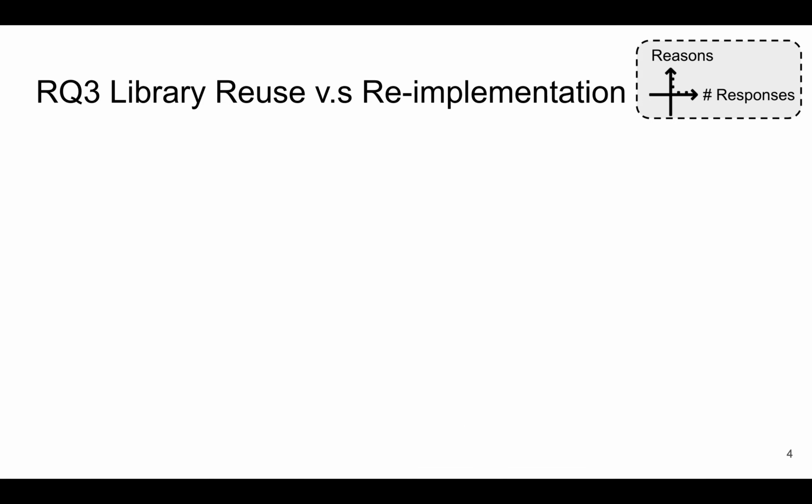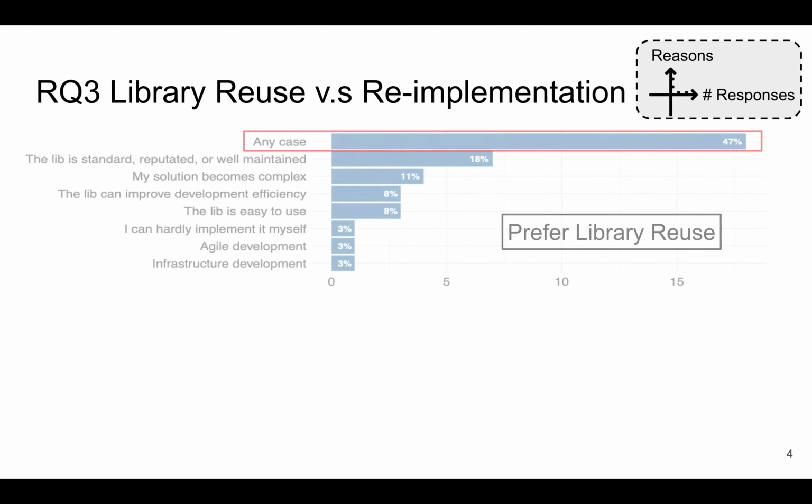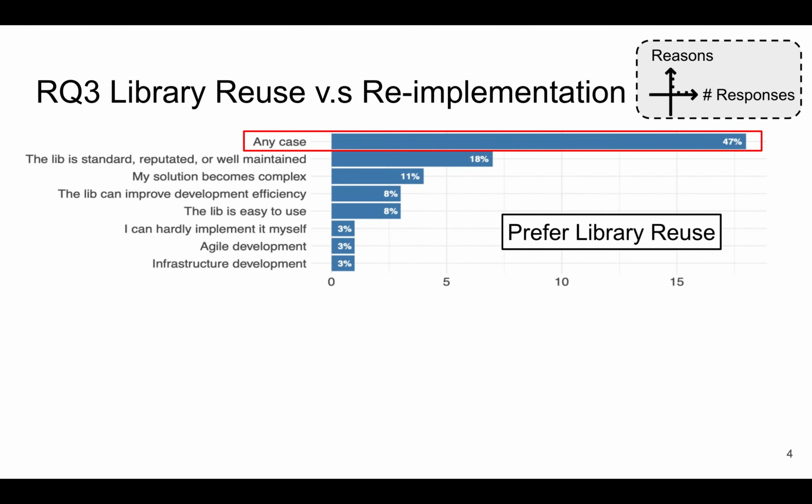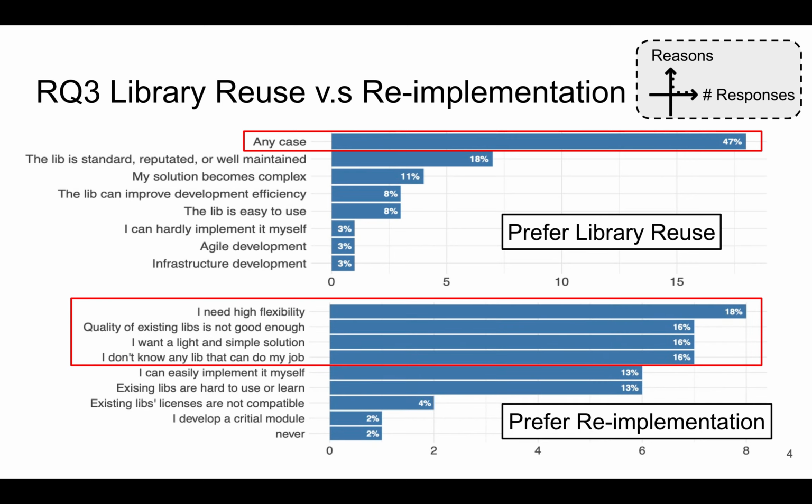Due to the time limitation, here I only present the answers to the third research question, which is related to both library reuse and reimplementation. We found that the findings derived from the two programming languages are similar, and in summary, nearly half of our participants prefer to reuse existing code in any case. However, they also want to make their own implementations if they need higher code flexibility, or they cannot find any library that satisfies their requirements, or the library is not light and simple enough.